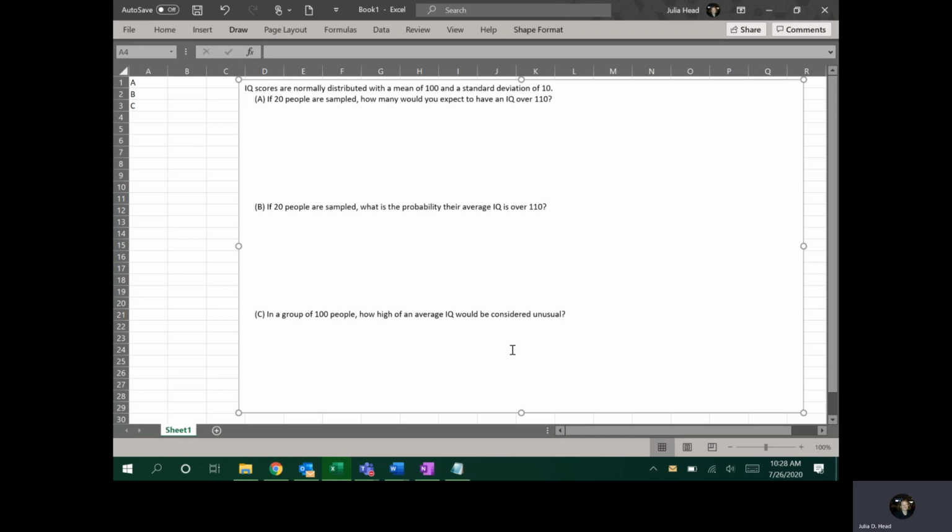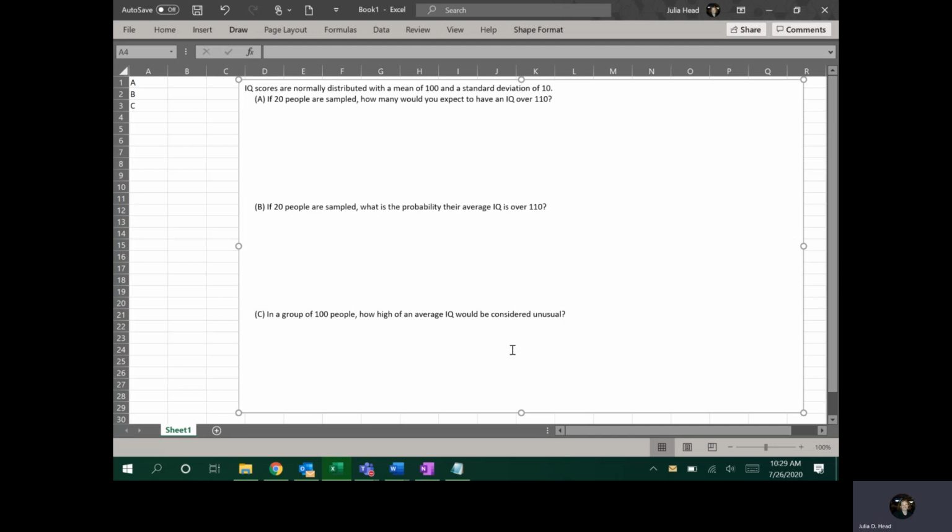Welcome to today's lesson on the central limit theorem. There's actually no new content, no new questions. You should know how to answer all three of these questions, but the point of this question is to highlight the difference between two that look very similar, but are in fact drastically different.